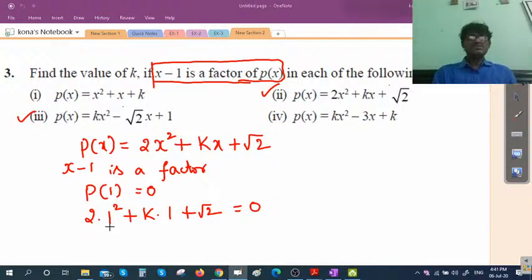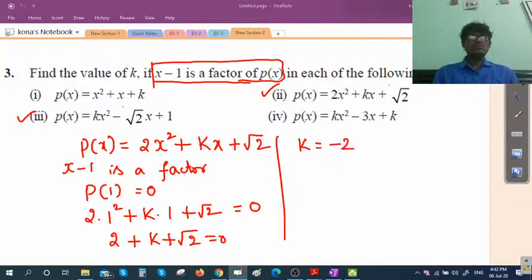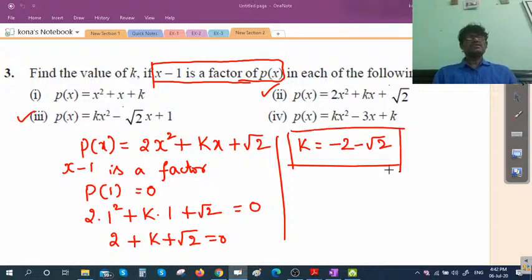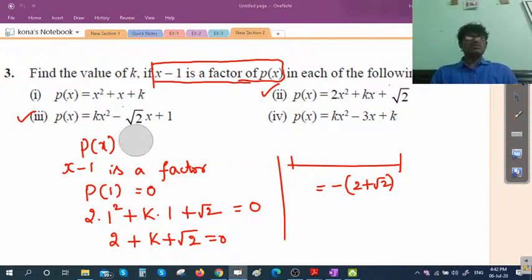Now 1 square is how much? 1. 2 into 1 means 2. So 2 plus k into 1 is k, plus root 2 is equal to 0. From that you will get k equal to minus 2 minus root 2. Or we can say this is equal to minus of 2 plus root 2 also. Both are the same. This is the value of k. Now let us go to the next problem.